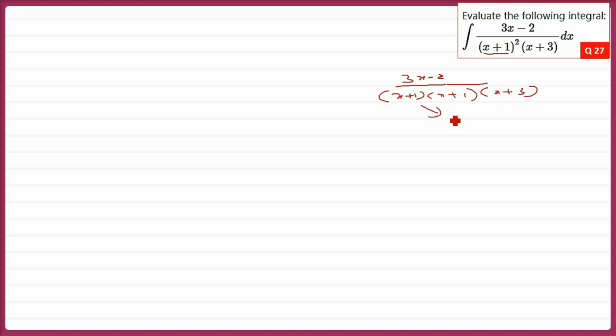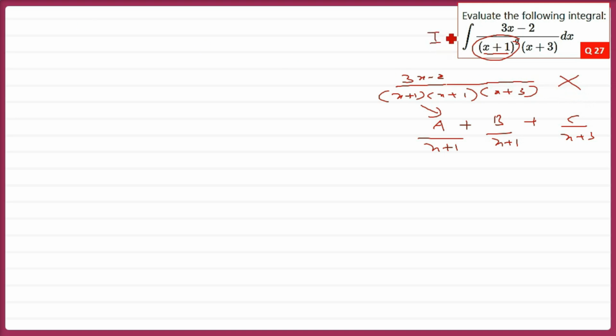So this can be easily written, in the normal sense, with A, B, C as the constants: x plus 1, then x plus 1 and x plus 3 in the denominator. This is the way people do it, but this is not the correct way because x plus 1 whole square is a quadratic expression. This is a wrong approach. What is the correct approach?